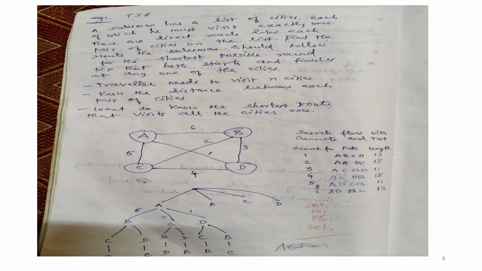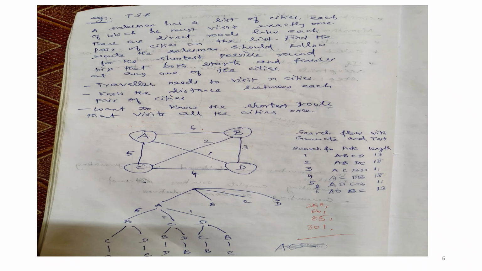The next step is to select the best solution among all these calculated routes. A to C to B to D is 11, and A to D to C to B is 11.